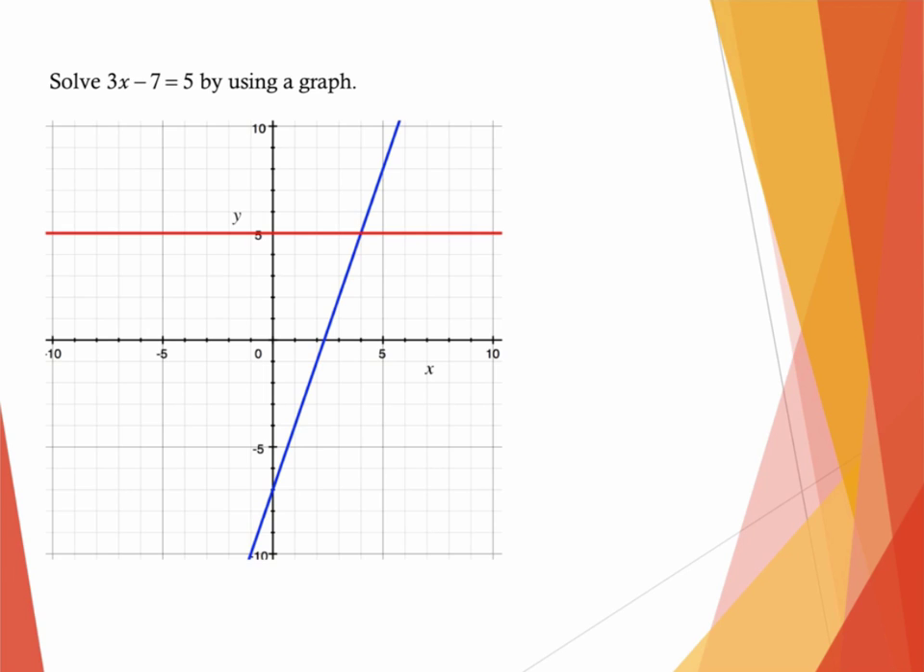So let's solve this equation. 3x minus 7 is equal to 5. I'm finding where my left-hand side is equal to the right-hand side, and we can physically see an intersection here at the point (4, 5). So to answer my equation, the x value that gives us 5 is x equals 4.